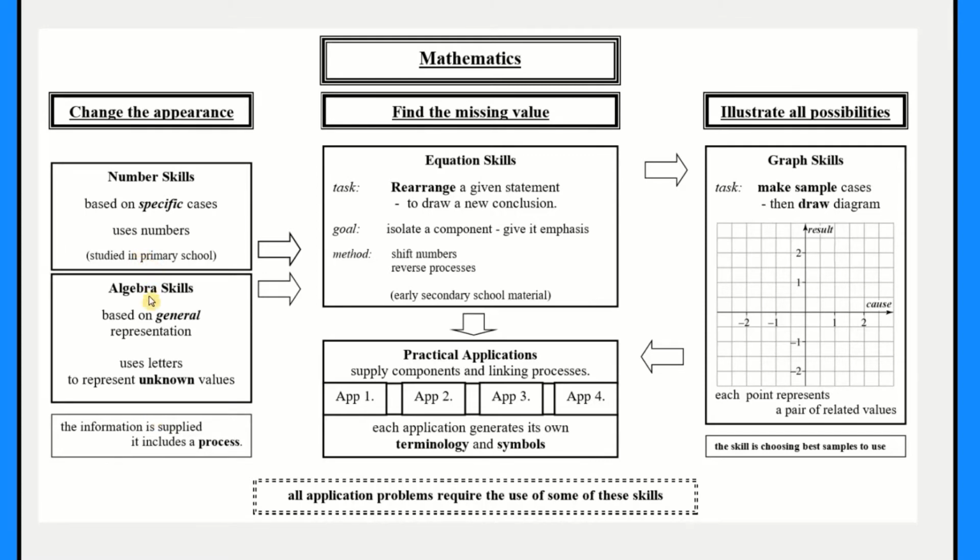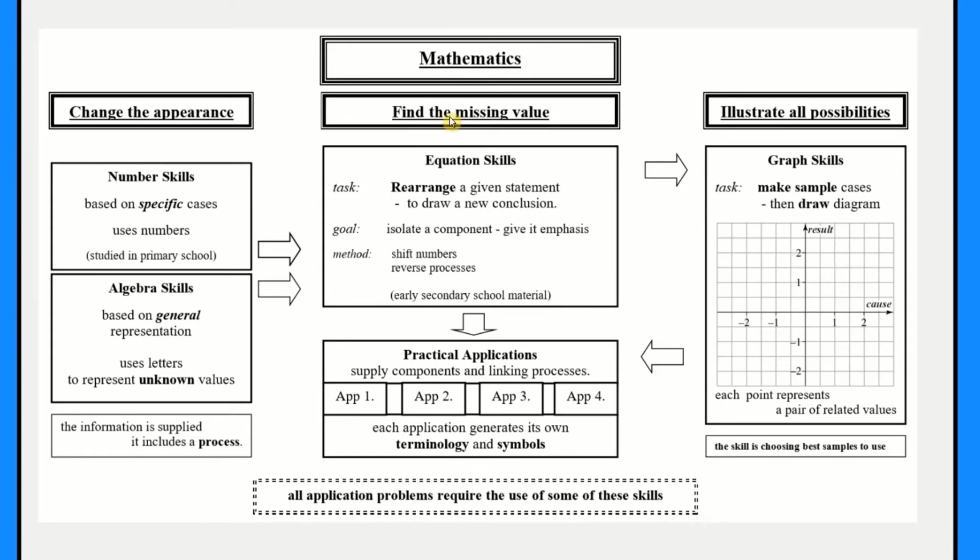When we move into the algebra, where the representation is not as descriptive, it's based on using letters to represent unknown values. But the way we change the appearance of what we're dealing with has the same basis. What we are doing is focusing on the fact that when information's supplied, it includes a process.